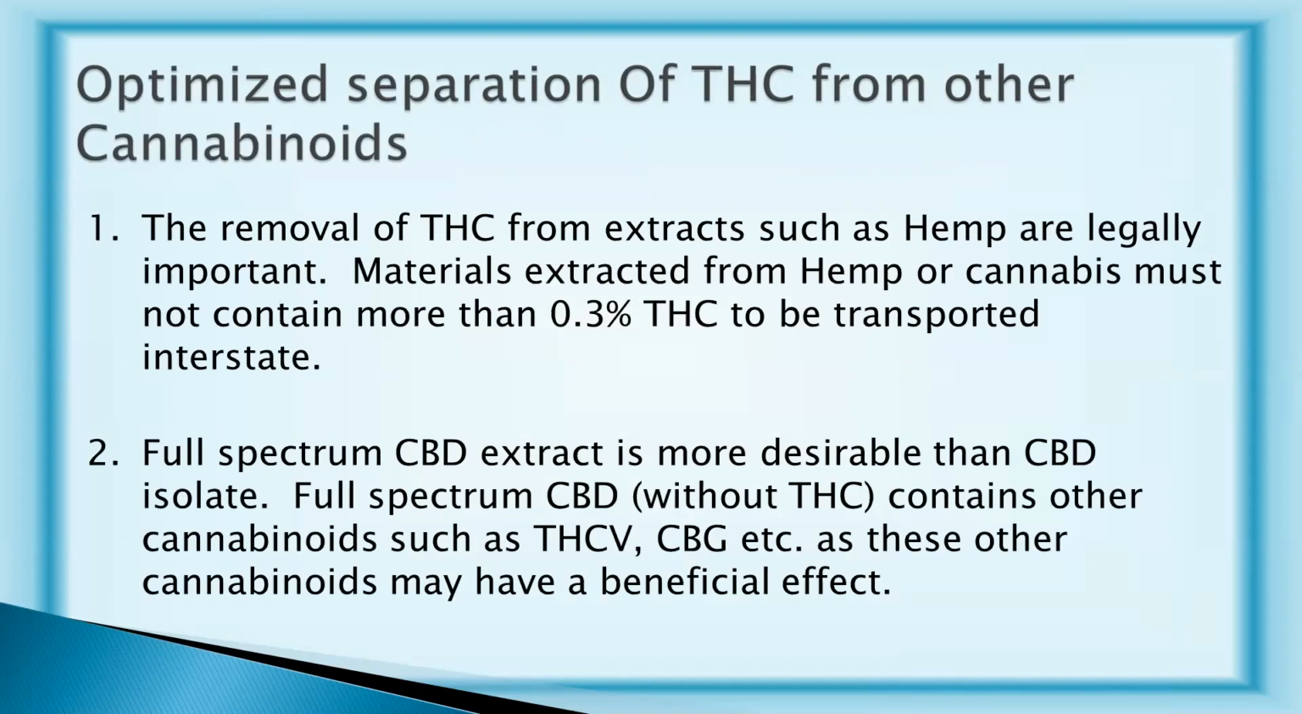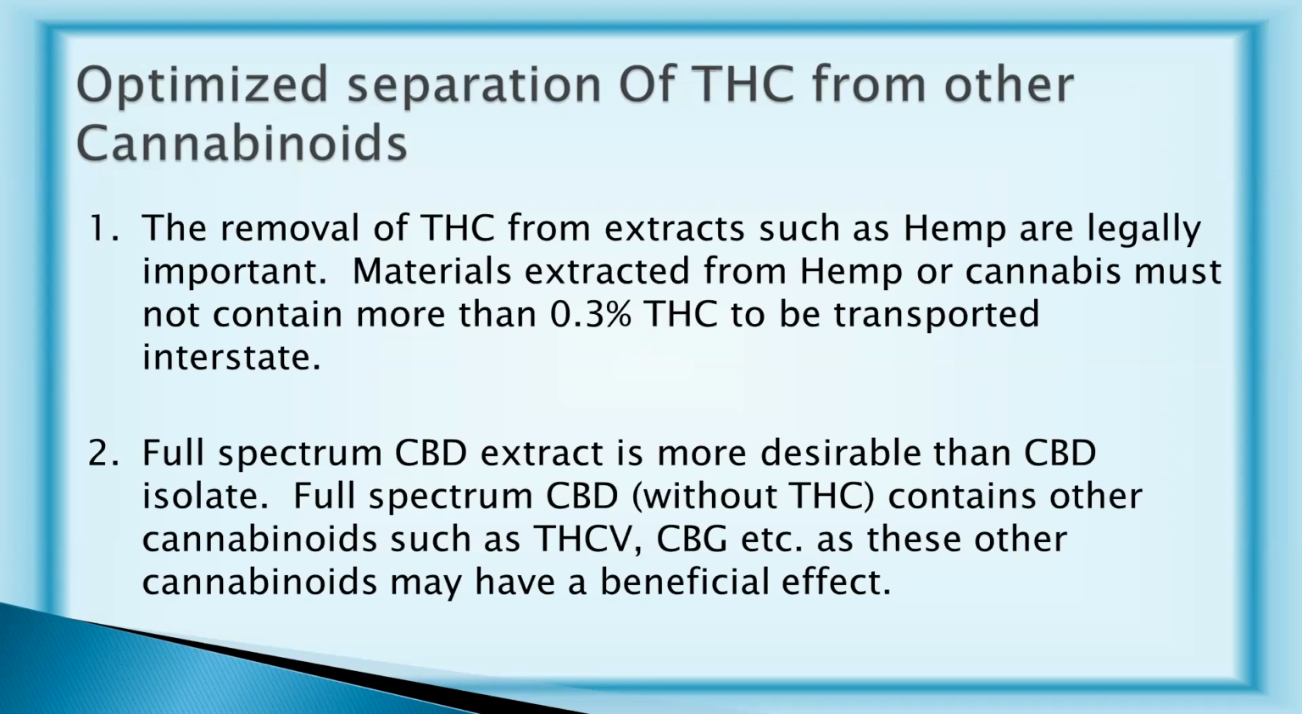We then have been involved in optimizing the THC separation from other cannabinoids. The removal of THC from extracts such as hemp is legally important. Materials extracted from hemp or cannabis must not contain more than 0.3% THC to be transported interstate. So we've been approached by several producers of CBD products to try to develop stationary phases to optimize this removal of THC.